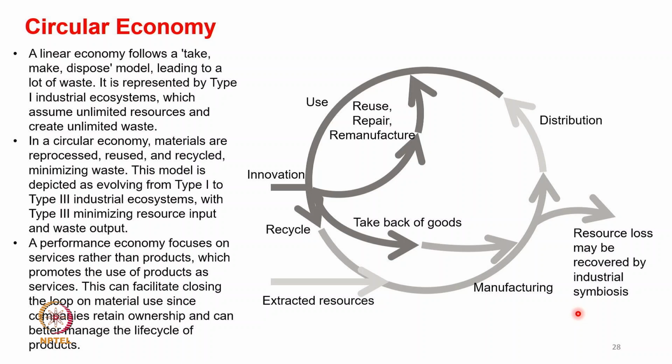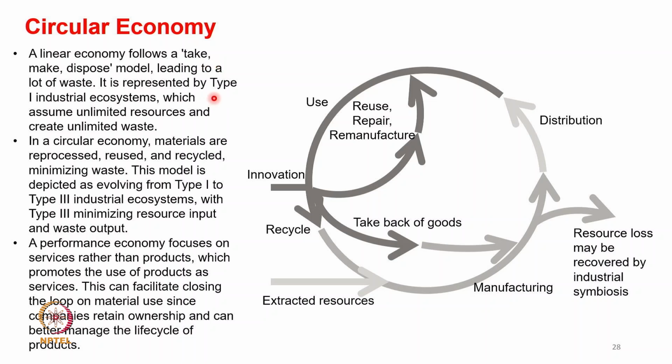So now let us briefly touch upon what is a circular economy. Before that we need to understand what is linear economy. The linear economy follows a take, make and dispose model, leading to a lot of waste basically. It is represented by a type 1 industrial ecosystem which assumes unlimited resources and creates unlimited waste.